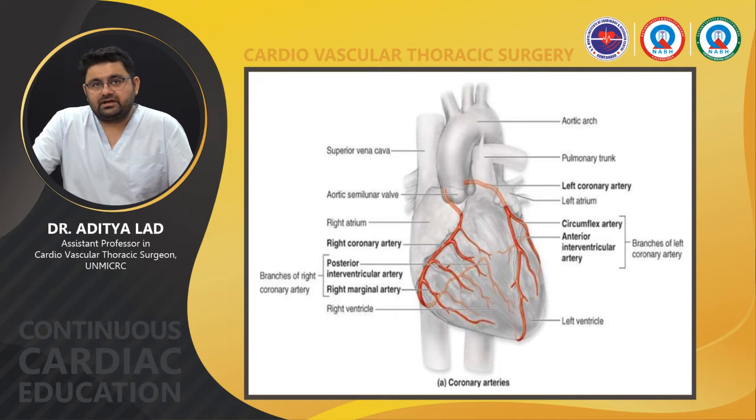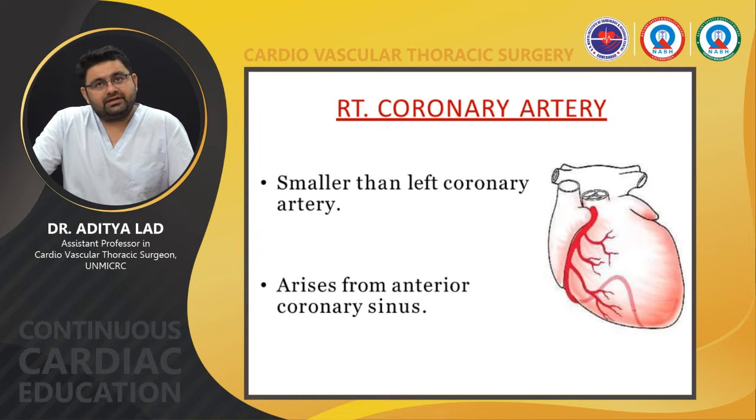These are all the branches of the right coronary artery. We will discuss them in detail in the next slide. The right coronary artery is smaller than the left coronary artery. It arises from the anterior coronary sinus, as we saw in the last picture. Here also, the exact origin of the right coronary artery from the right cusp has been described.